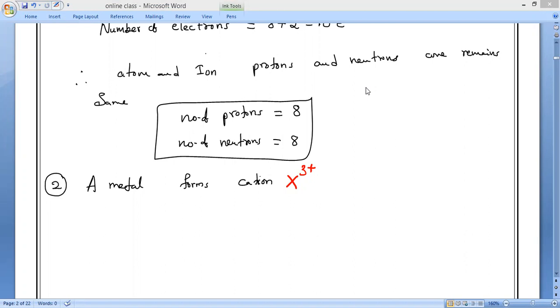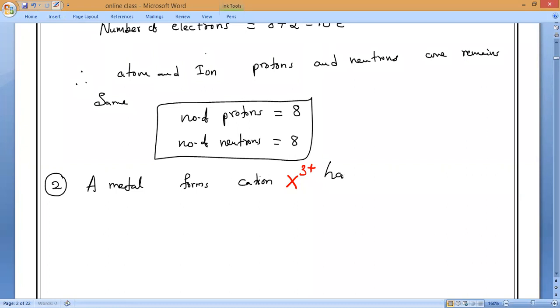X3 plus will lose the electrons. So it is X3 plus, which means it will lose how many electrons? Three electrons. That is what you have to remember.